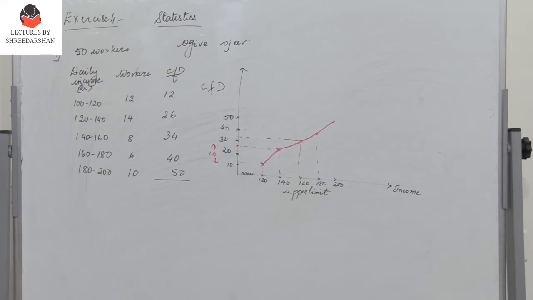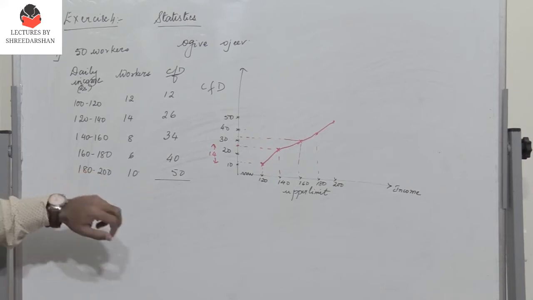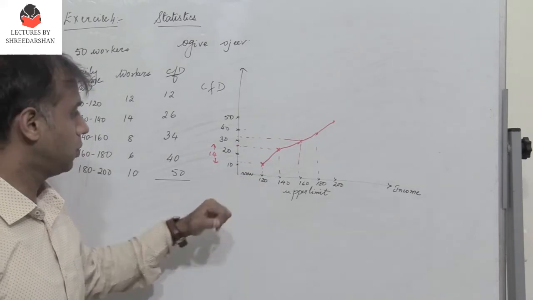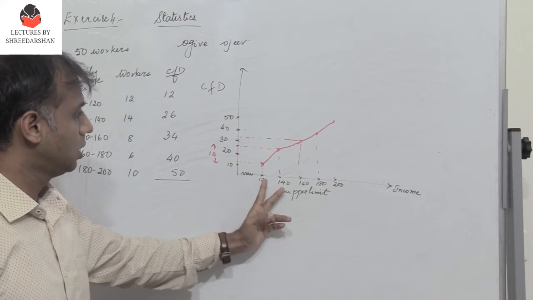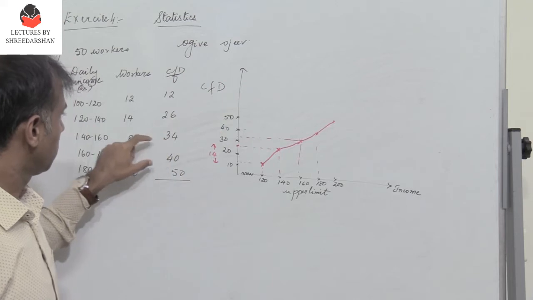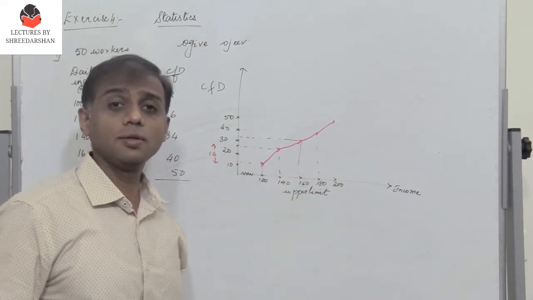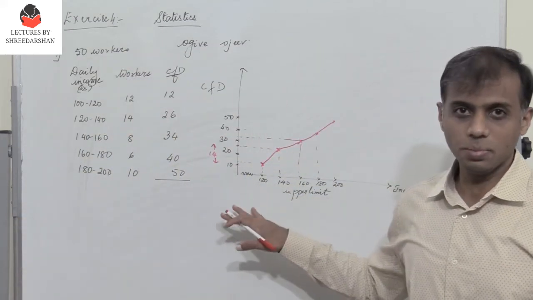This actually tells us the upper limit as well as the cumulative frequency distribution of the workers here. So it means I have 12 workers getting a minimum wage of 120, this difference, that is 14, getting a wage of around 140, and this difference, that is 8, getting a minimum wage of 160, and so on. There are different ways of representing the graph, and this is one of the ways which we need to represent.